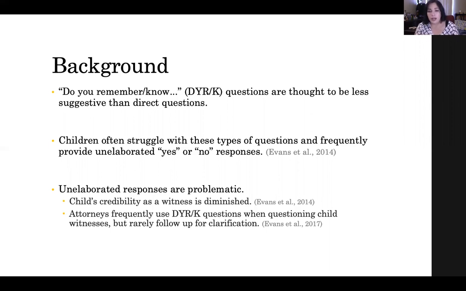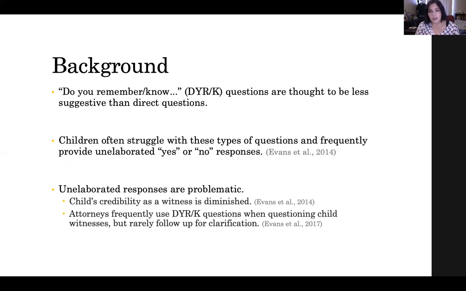So across 2 lab studies, Evans and colleagues looked at children's performance on do you know questions that were asking an implicit WH question. And they found that children did provide a number of unelaborated yes responses to these questions. So these findings are concerning for 2 reasons. First, when a child is giving an unelaborated yes response to a question that implicitly asks a WH question, they may be seen as uncooperative.